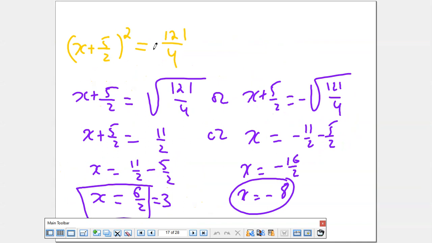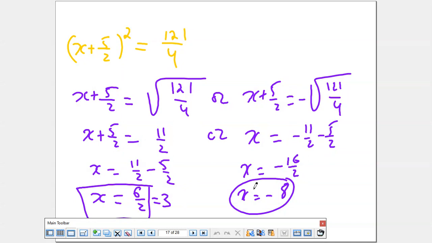And now, how can I solve it? It's a square root, positive or negative. So x plus 5 over 2 is equal to the square root of 121 over 4, or minus. And then I continue solving. I will have 11 over 2, minus 11 over 2. I take 5 over 2 to the other side, and I will get the roots of this equation.